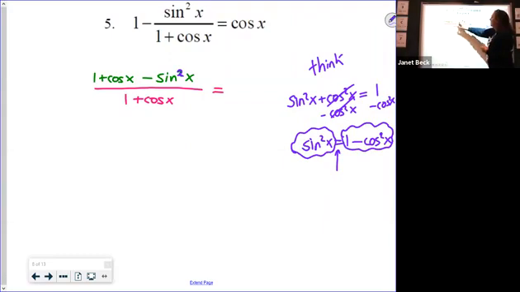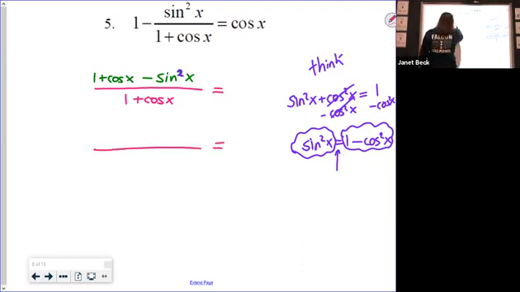So this sine squared x, I'm going to replace with 1 minus cos squared x. But you don't have to write this work out. That's just what you're thinking in your head. What you do have to write out is exactly what was written there, just with our substitution. Okay, and this sine squared x here, I'm replacing with 1 minus cos squared x.